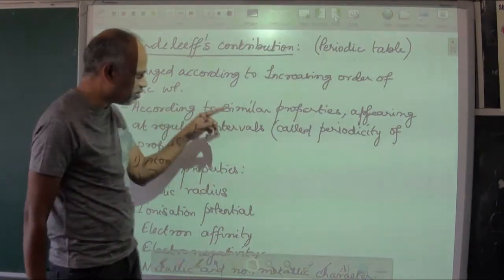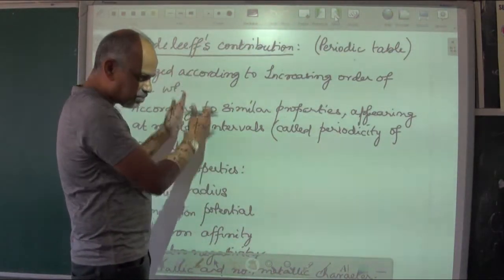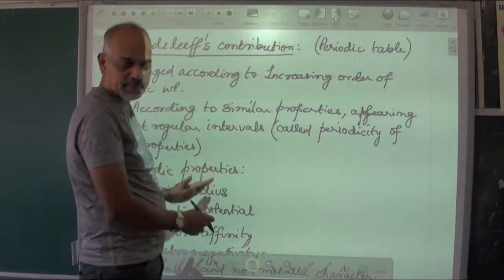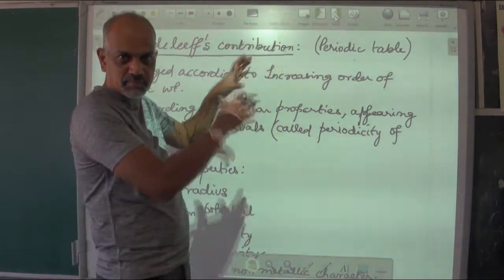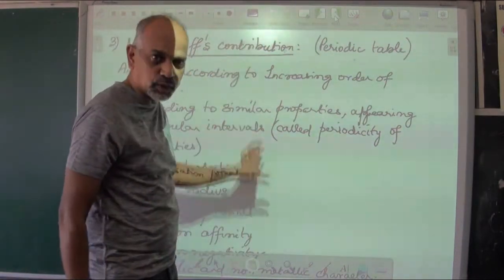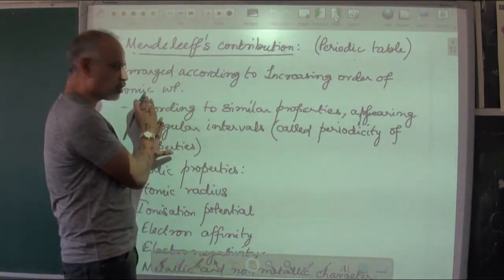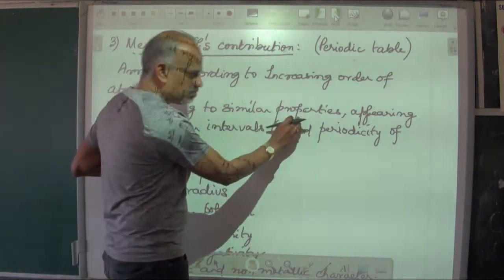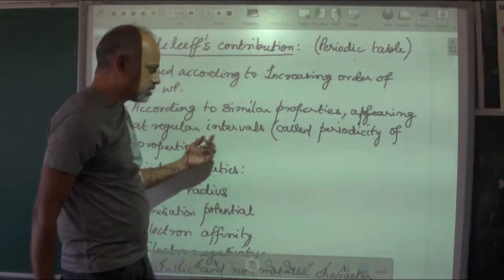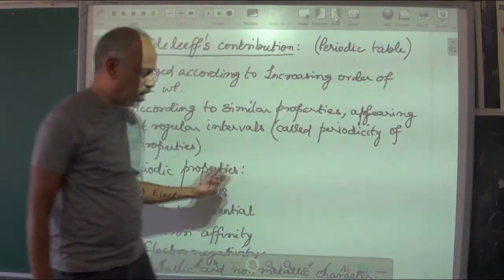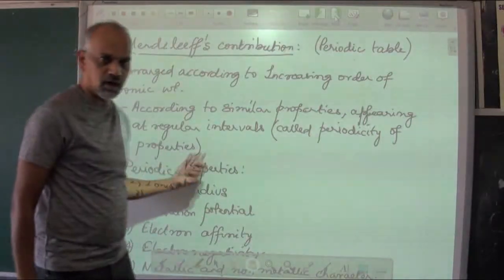He arranged these elements according to similar properties. Those which have similar properties are all together. Some other elements which had different properties were also arranged together. So they were arranged not only according to atomic weights, but also according to similar properties appearing at regular intervals, called periodicity of properties.